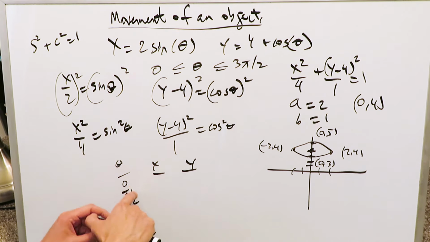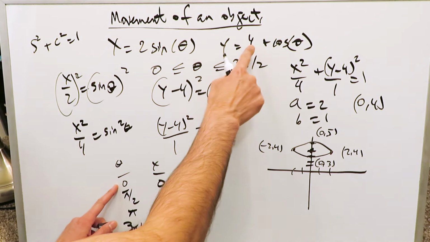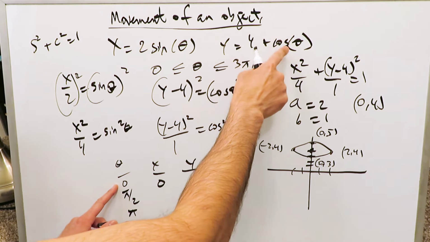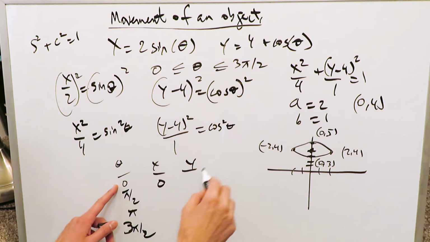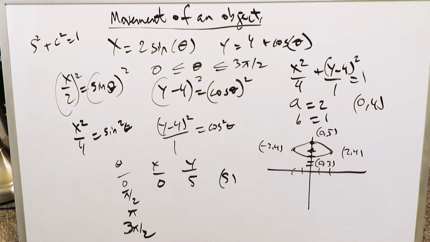When theta is 0, you put everything in here, you get a 0 in terms of the x. When theta is 0, you put everything right here. You have a 4 plus cosine of 0, which is a 1, you get a 5. 0, 5 represents right here. This represents my start. The particle, or the movement of the object, will start here from 0, 5.